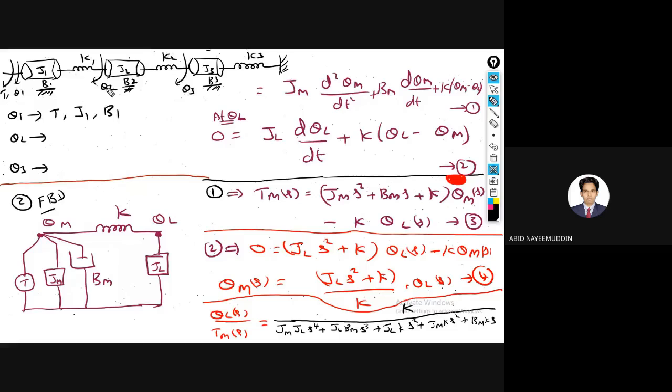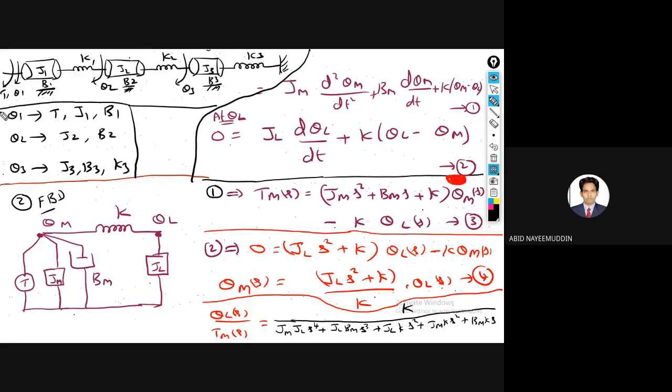Similarly for theta 2, if you observe, the elements are J2 and B2, and for theta 3 the elements are J3, B3 and K3. The common element between theta 1 and theta 2 is only K1, and between theta 2 and theta 3 is K2.